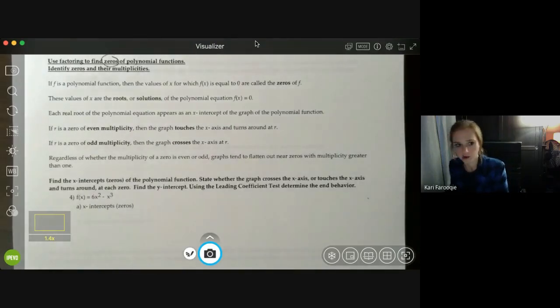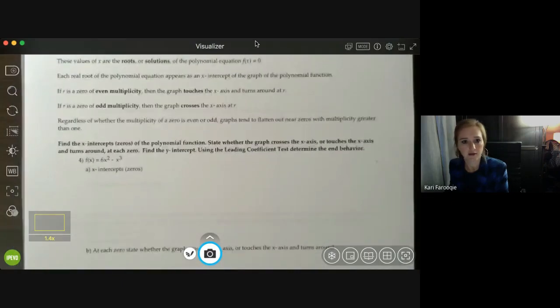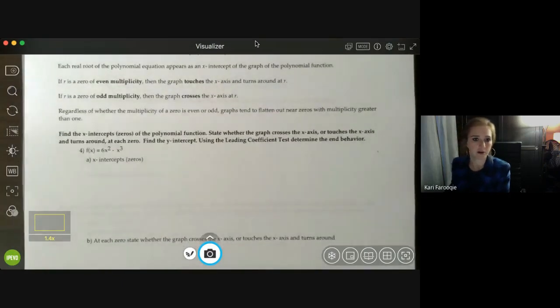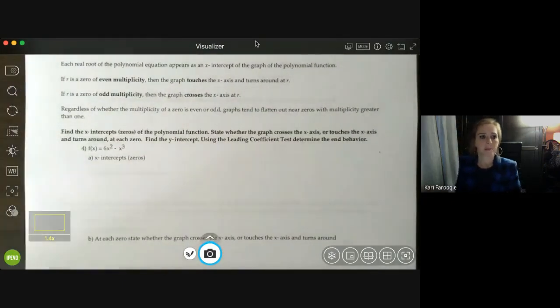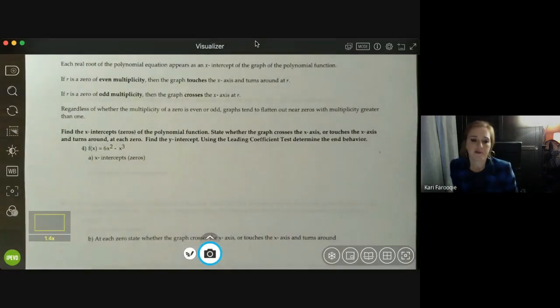So that's an interesting fact that you may or may not remember or use, but it is helpful. Okay, so here's how we're going to do this, and I'm going to show you how the multiplicity works. Find the x-intercepts, or zeros, of the polynomial function. State whether the graph crosses or touches the x-axis at each zero. Find the y-intercept, and then use the leading coefficient test to determine the end behavior.